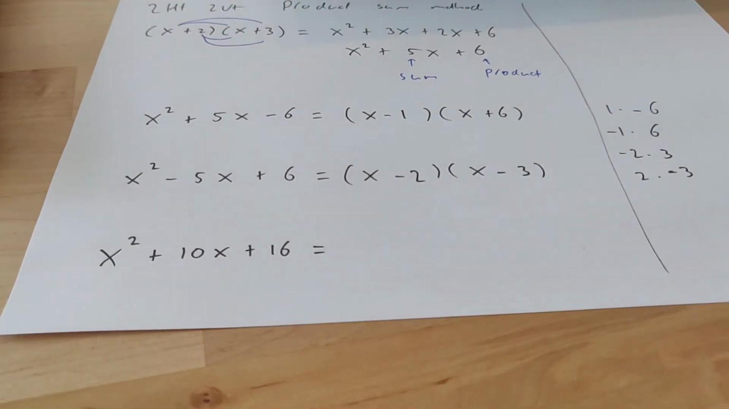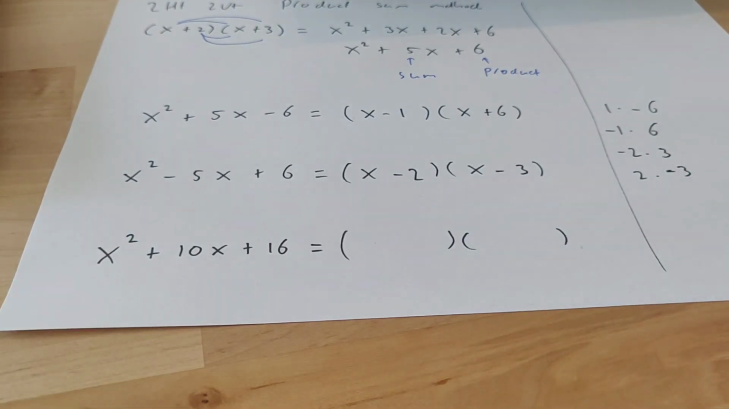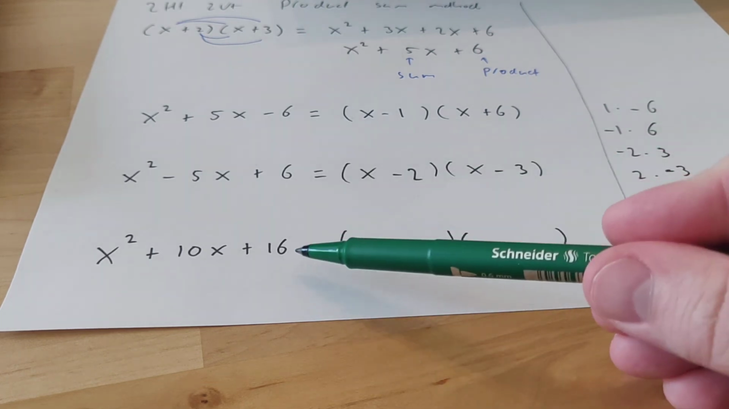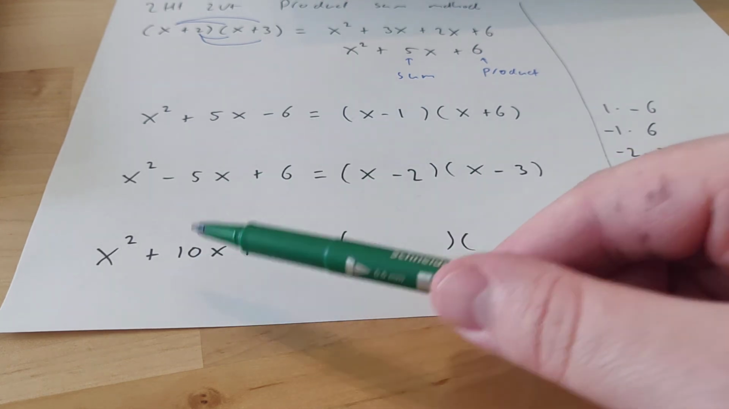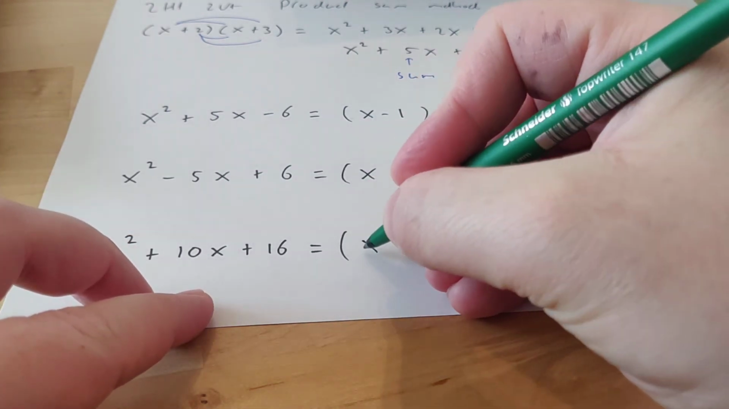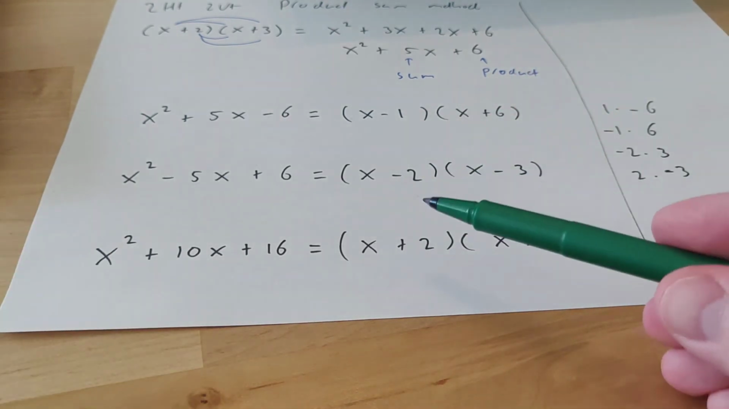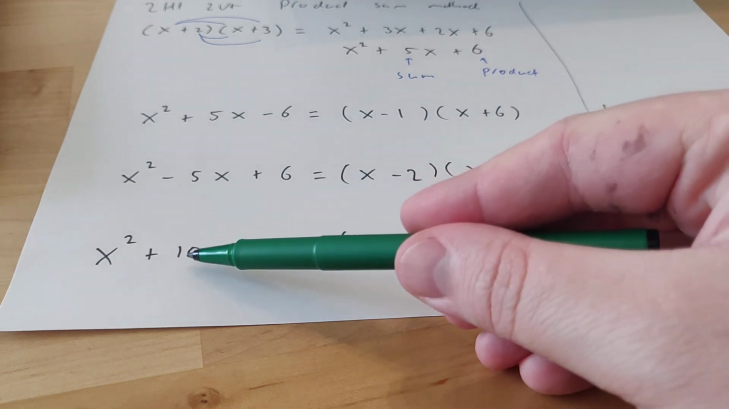Here's another example. Here we have x squared plus 10x plus 16. So you need to find two numbers. If you multiply them, you get 16. So that can be 4 times 4, or it can be 2 times 8. But when you add them, you want it to be 10. So it's not 4 times 4, because when you add that, you get 8 and not 10. So it's 2 and 8. So it's x plus 2 and x plus 8. Because when you do 2 times 8, you get 16, and when you do 2 plus 8, you get 10.